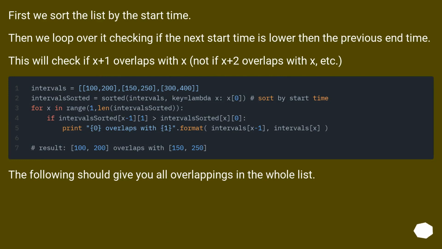First we sort the list by the start time. Then we loop over it, checking if the next start time is lower than the previous end time. This will check if x plus 1 overlaps with x, not if x plus 2 overlaps with x, etc. The following should give you all overlappings in the whole list.